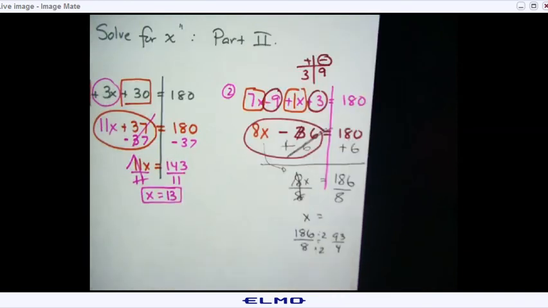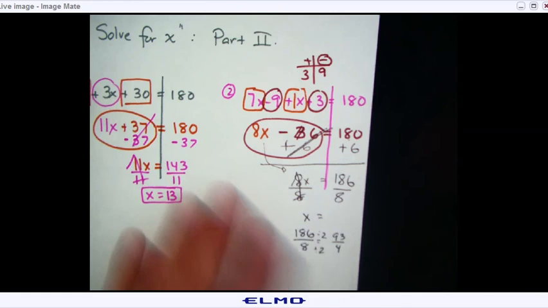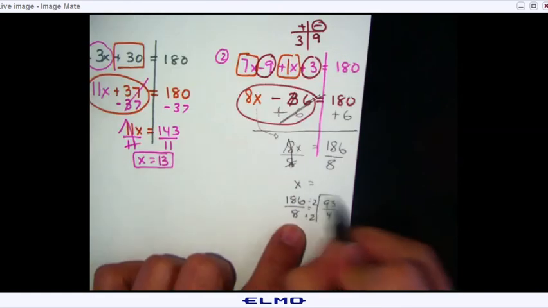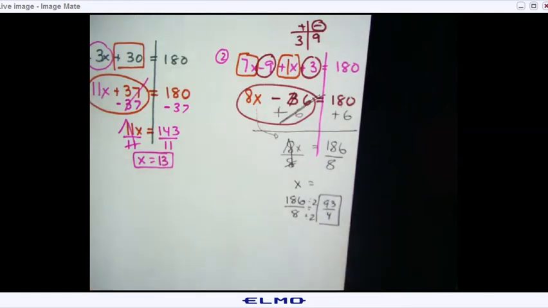But you're not going to get anything like that. But this is your answer. 93 over 4. Just because it's a fraction doesn't mean that it's wrong. You just got to simplify it. So it's 93 over 4. Sorry about that one. It's because I misread it. All right, here we go.